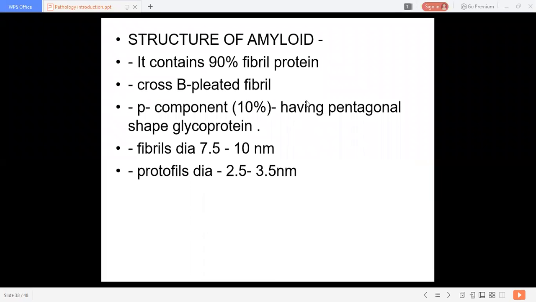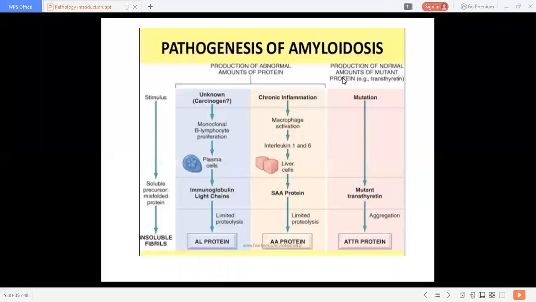Then we discussed the pathogenesis of amyloidosis in correlation with the steps. The first step is stimulation of the amyloid precursor protein. Then the second step, there is an increase in the amount of soluble precursor protein due to the stimulus. Then nucleation for fibrillogenesis, partial degradation, that is proteolysis, and lastly, insoluble precursor protein gets formed. That we discussed yesterday.